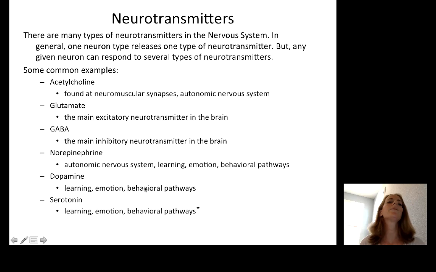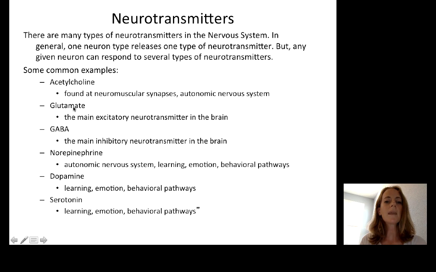So this is all done through neurotransmitters. There's many types of neurotransmitters in the nervous system. In general, one neuron type releases one type of neurotransmitter, but any given neuron has multiple receptors. So any given neuron can respond to both inhibitory and excitatory neurotransmitters. So usually we talk about acetylcholine. This is the most common one that's found at neuromuscular junctions. It's very common in the autonomic nervous system when we talk about the fight or flight and rest and digest nervous systems. But we also have several other neurotransmitters in the brain.